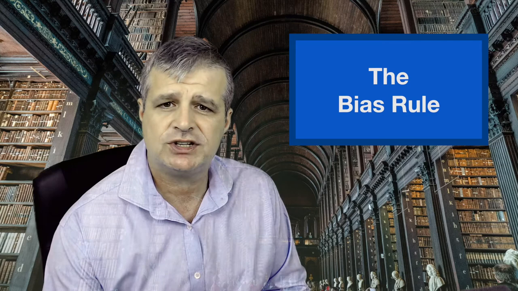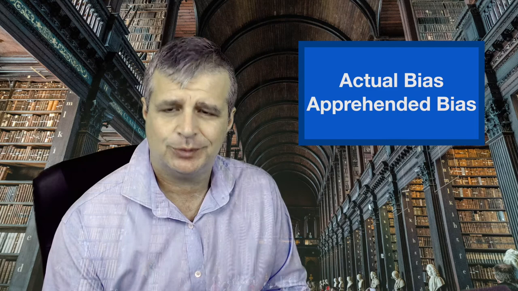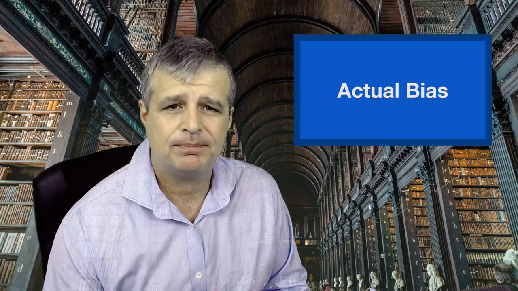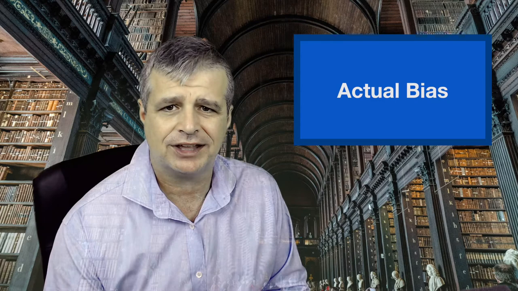Now, we divide bias into two distinct types called actual bias and apprehended bias. We'll deal with actual bias first because it's much simpler and you barely ever see it in the cases. Actual bias occurs when a decision maker does not bring an impartial mind to the decision, where they've already decided the outcome before they even begin looking at the material.